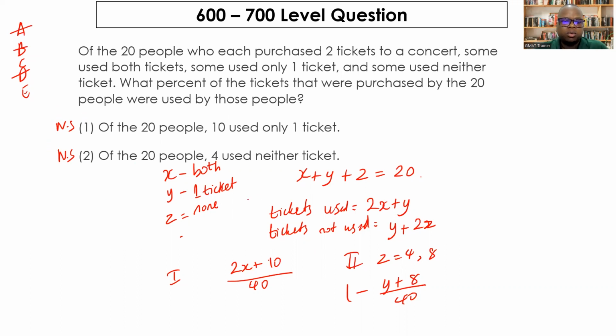Now let's try combining these two. We have Y equals 10, and then Z equals 4. For this reason, we are able to find the answer. Because now we have Y as 10, and then 8. So 10 plus 8 over 40, then 1 minus that gives the fraction of those who did not use. So this is 18 over 40. That means the tickets used is equal to 22 over 40. And this gives us a definite answer. Therefore, C is the correct answer.